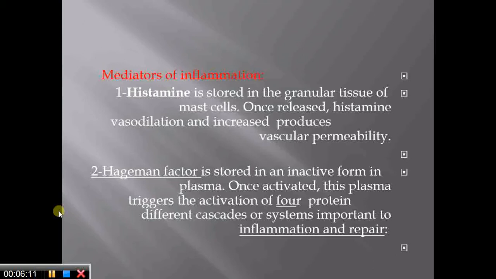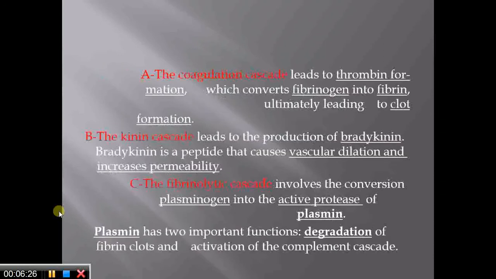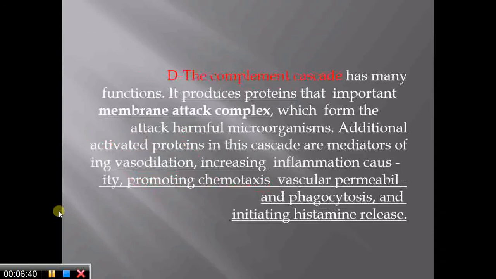Hageman factor is stored in an inactive form in plasma. Once activated, this plasma protein triggers the activation of 4 different cascades or systems important to inflammation and repair. The coagulation cascade leads to thrombin formation, which converts fibrinogen into fibrin, ultimately leading to clot formation. The kinin cascade leads to the production of bradykinin. Bradykinin is a peptide that causes vascular dilation and increases permeability.